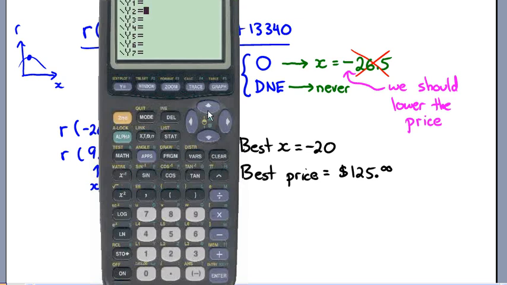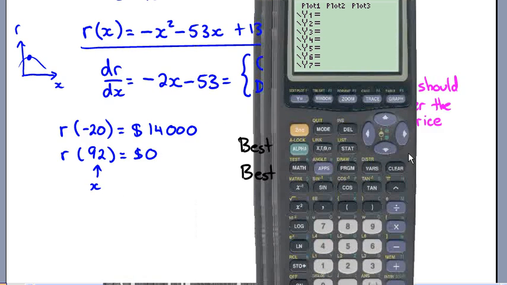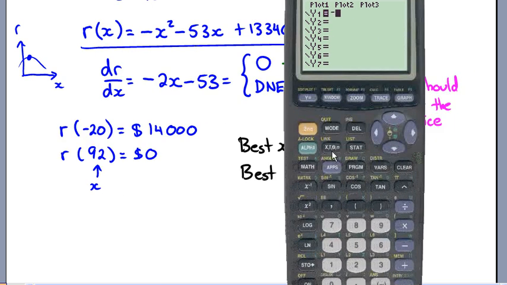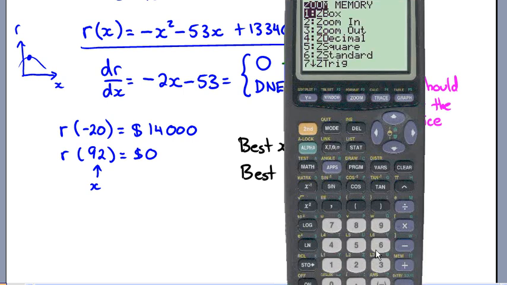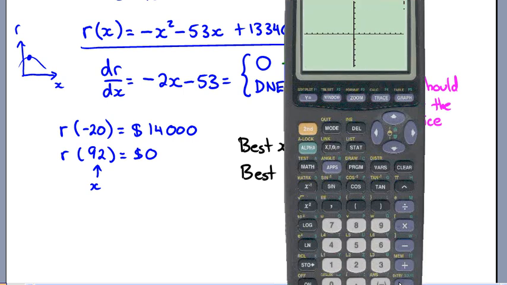Okay, get all that out of there. So this is negative x squared minus 53x plus 13,340. It's going to take me some time to get a window that lets me see this whole thing. I'm just going to start off with my good old zoom forward. I'm probably not going to see a single thing. All right, so I got to start zooming out.